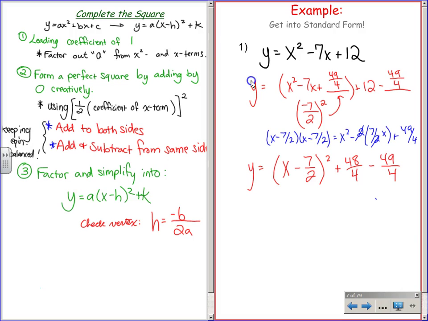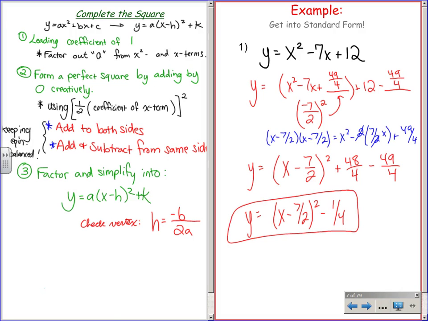But once I have factored into my perfect square, wait a minute, did anybody see that I made 12 into 48/4? Why did I do that? Oh, so much easier to combine. I end up with x minus 7/2 squared minus 1/4. Not only do I have my standard form, but I also know the h, k of my vertex is 7/2 and -1/4. Careful, it's plus k, it's not minus k unless it's on the other side. Plus k, it's a -1/4.